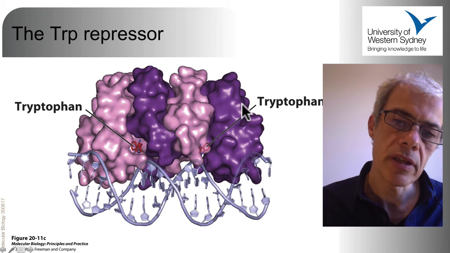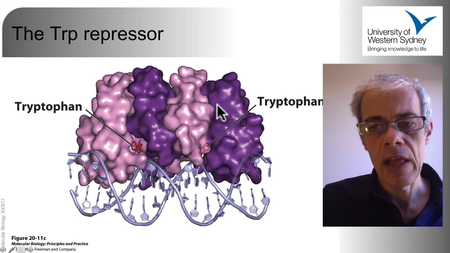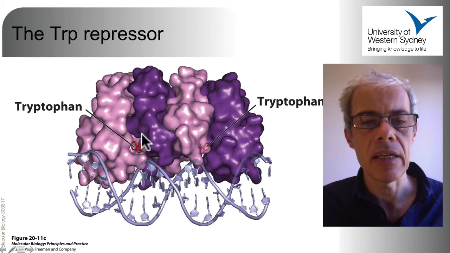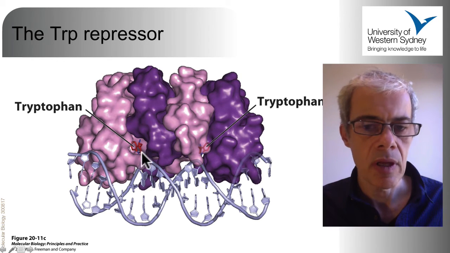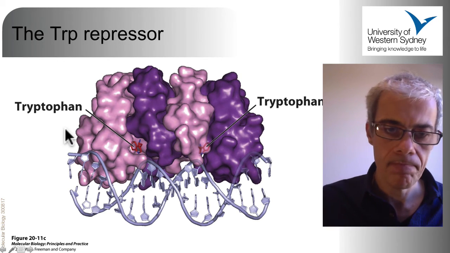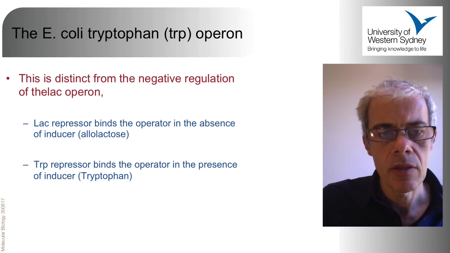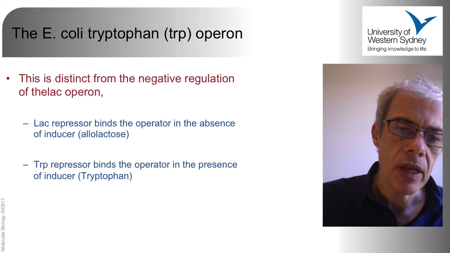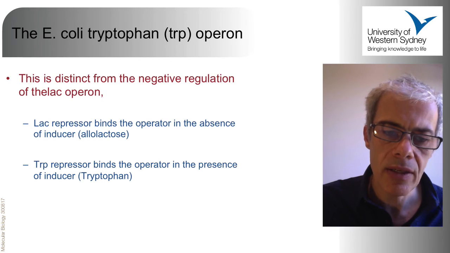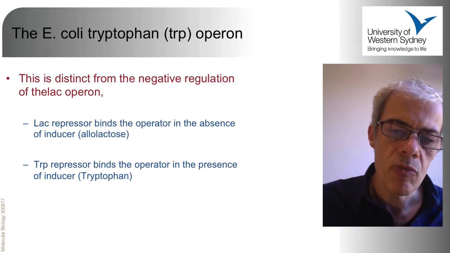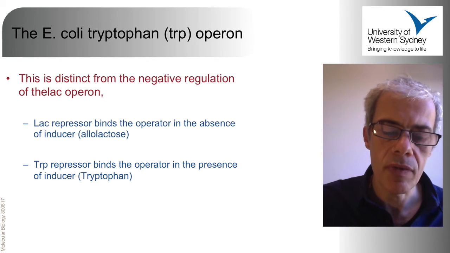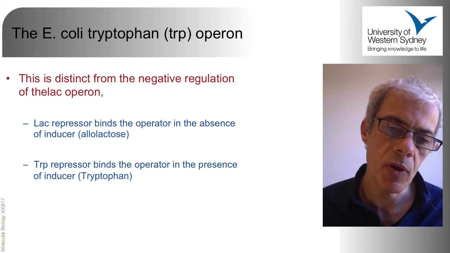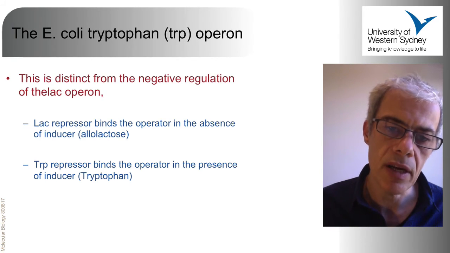Again, here's one of these X-ray crystallography diagrams showing that the tryptophan repressor is strongly bound to DNA in the presence of tryptophan. Okay. So when we looked at the Lac repressor, it was bound in the absence of allolactose. When you look at the Trp repressor, the repressor binds in the presence of tryptophan. Okay, so the cells develop this machinery that responds differently to the presence of the metabolite.